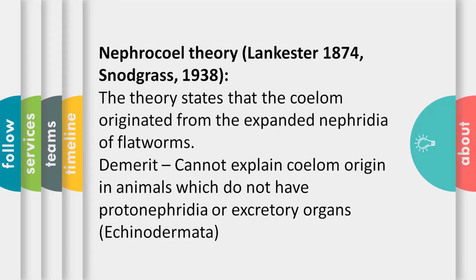This theory says that the coelom originated from the expanded nephridia of flatworms, but organisms which do not have excretory organs, like the echinoderms, have coelom. So if coelom arises from expanded nephridia, then organisms which do not have nephridia cannot have coelom. So the Gonocoel theory and the Nephrocoel theory were rejected. The Gonocoel theory was rejected due to absence of embryological support, and the Nephrocoel theory was rejected because excretory organs are absent in some organisms, but they still have coelom.